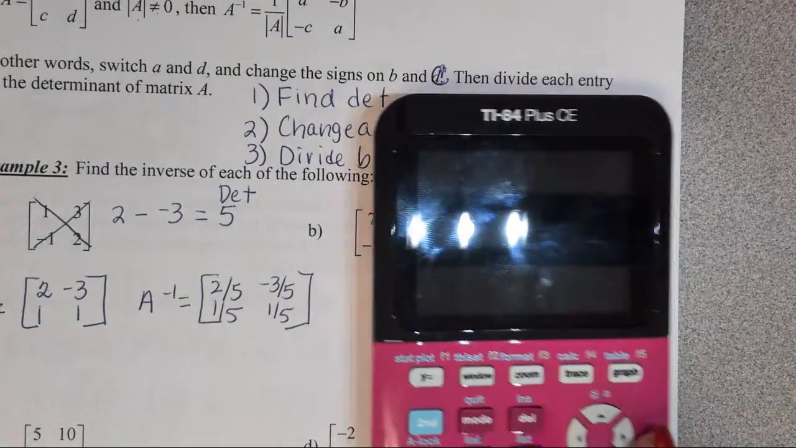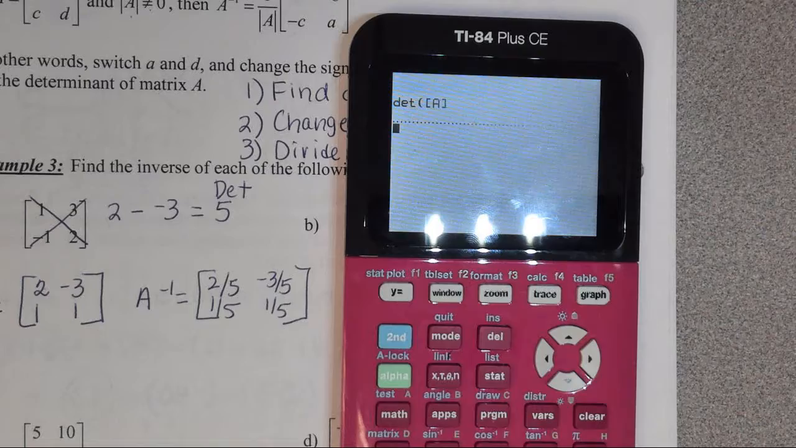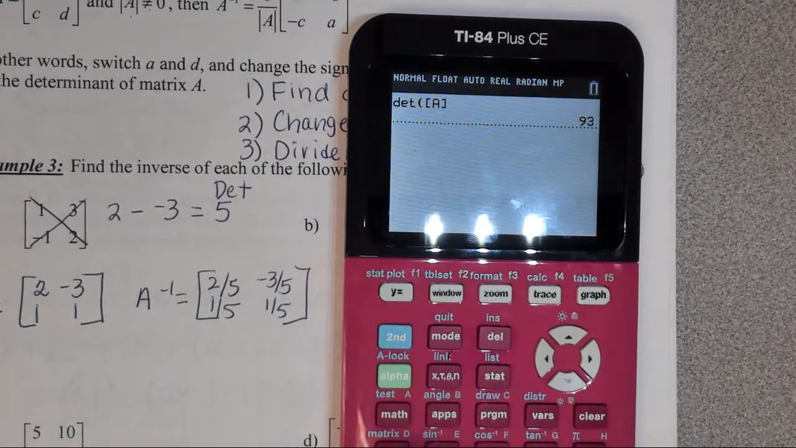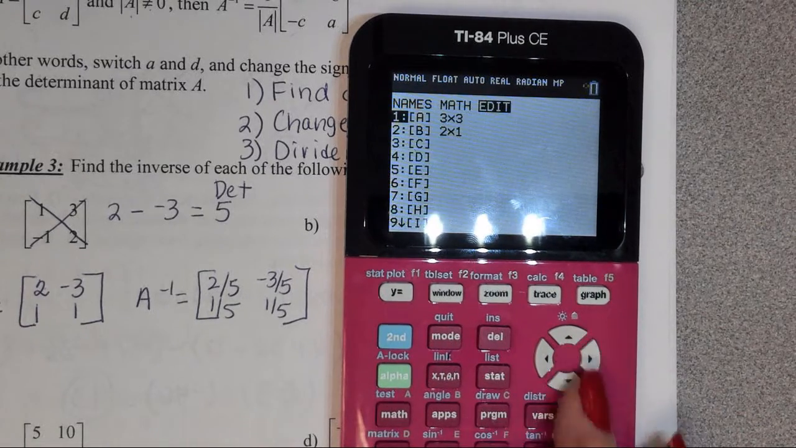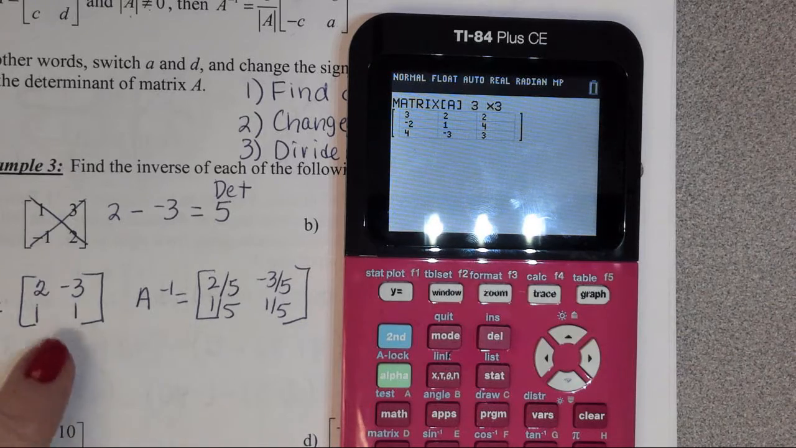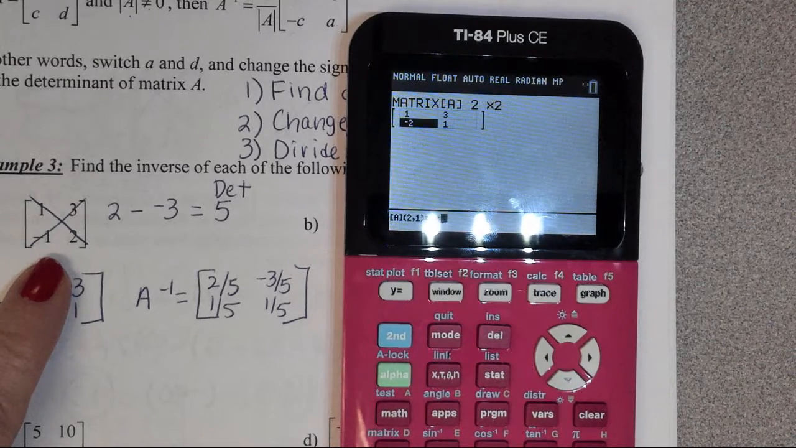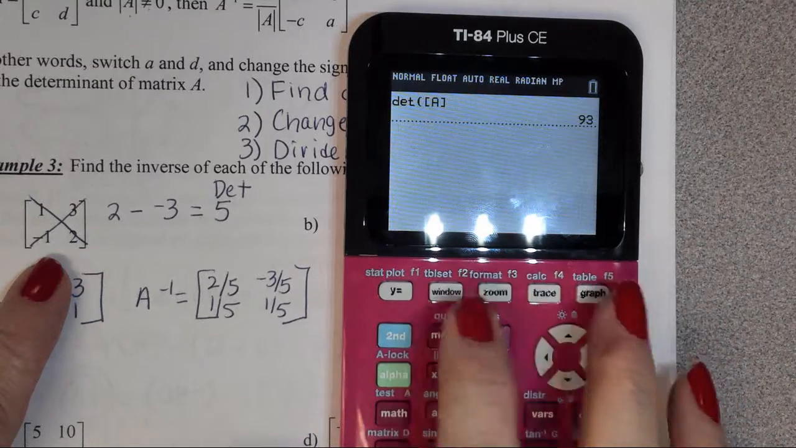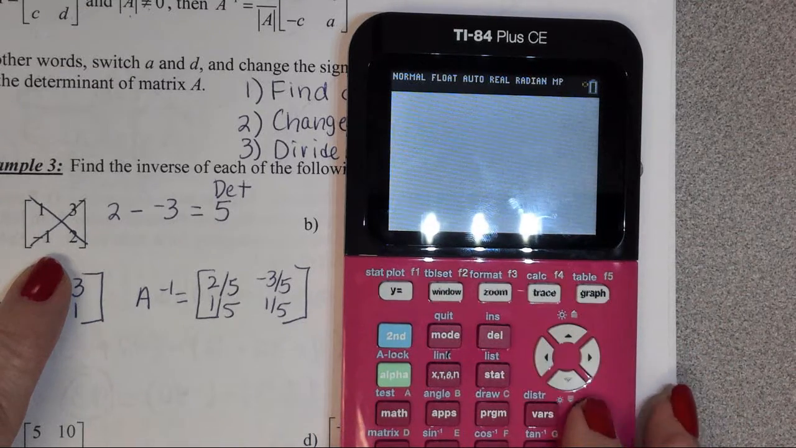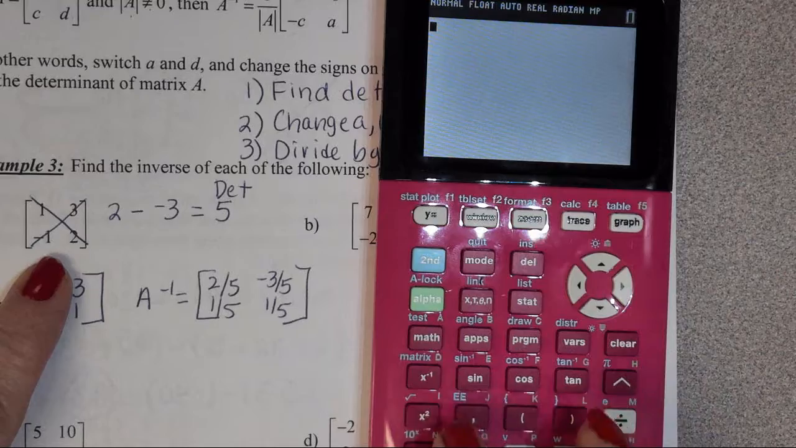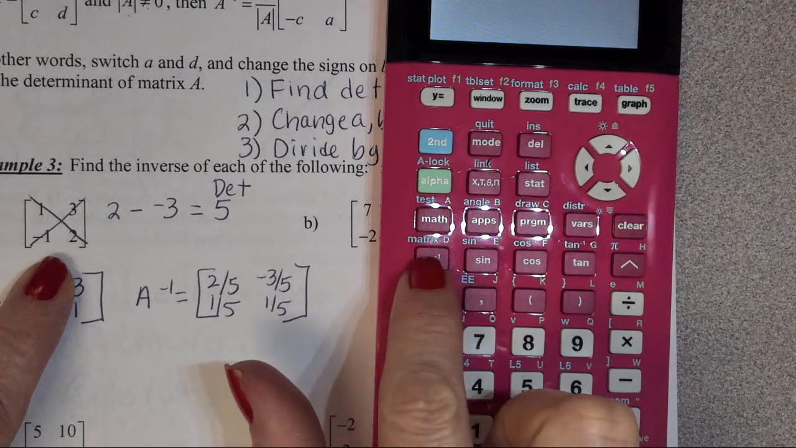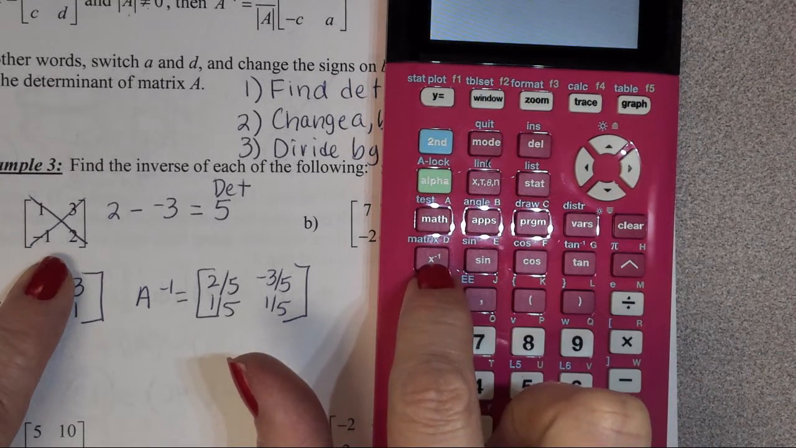Let's say we want to check that. Go to your calculator, go to Matrix, go over to Edit. Our original matrix was a 2 by 2 matrix. Put it in. Once you have it in, you need to quit. Now, this is a little different. We want to do inverse. This button right here, that's the inverse button.